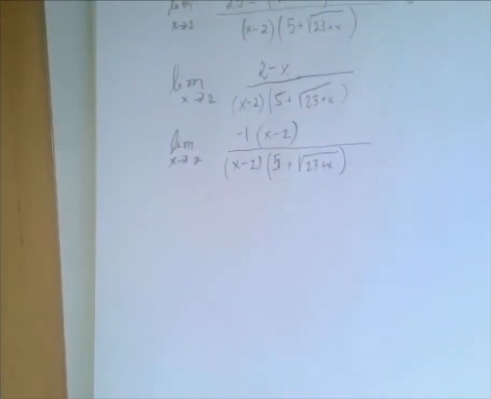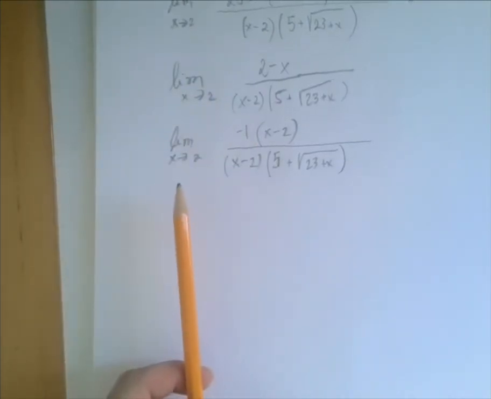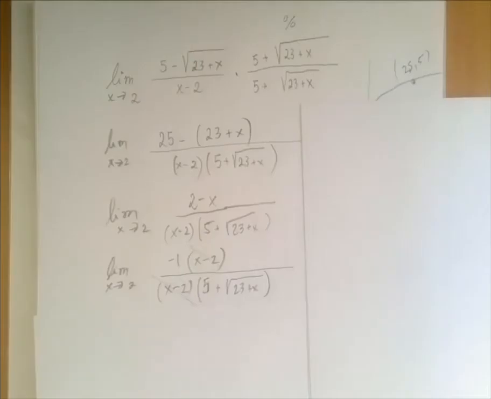So we factor out negative 1 and then we get the limit as x approaches 2 of negative 1 times (x minus 2) divided by (x minus 2) times (5 plus square root of 23 plus x). And then we can cancel out x minus 2. Now let me stop just for a second and remind ourselves that x is really, really close to 2, but not 2, which is why this step is allowed.